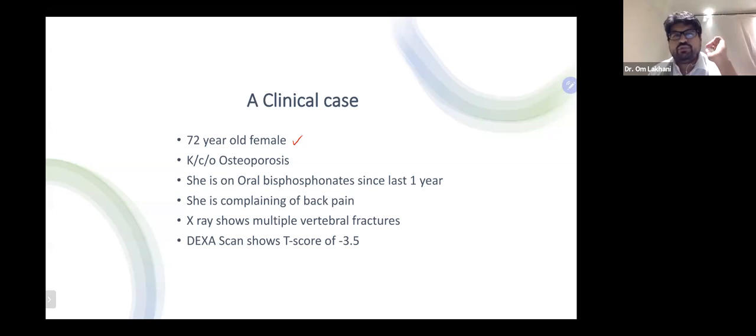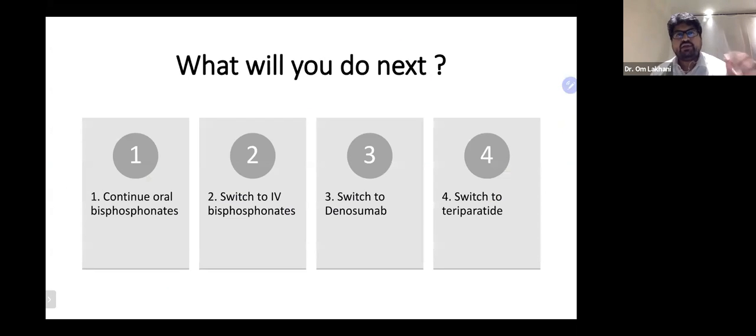And you find osteoporosis. And her DEXA scan shows a T-score of -3.5. So she is already on bisphosphonate. She has severe osteoporosis. Typically, less than -2.5 is considered to be diagnostic of osteoporosis, and -3.5 is considered to be severe osteoporosis. So she is already having severe osteoporosis. She is complaining of back pain. She has multiple vertebral fractures. So you already have this system in place, right? So what will you do next for this patient?